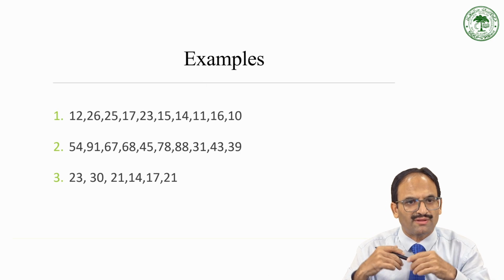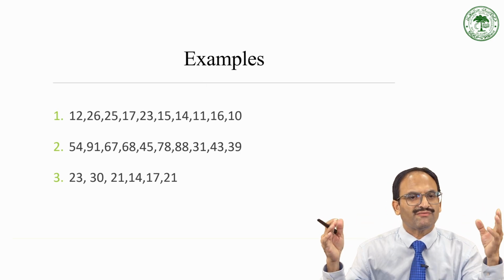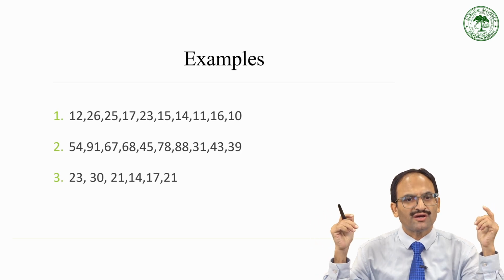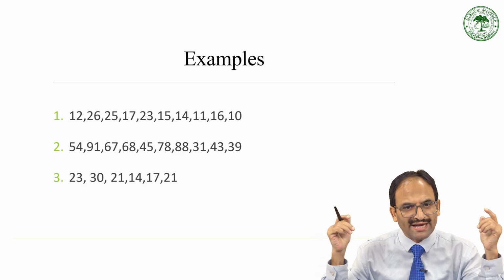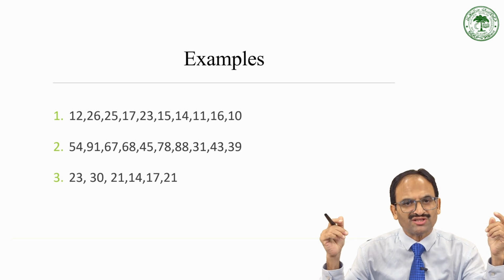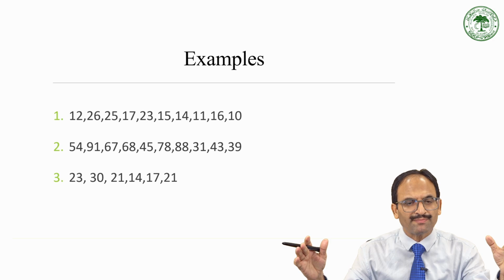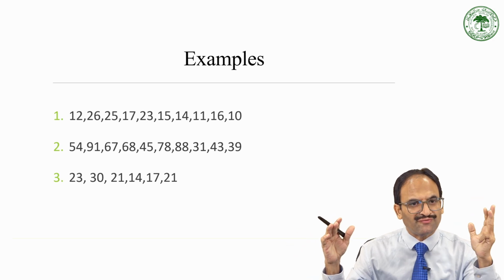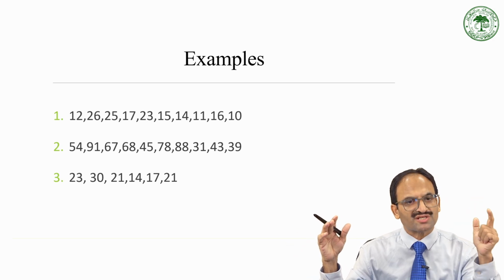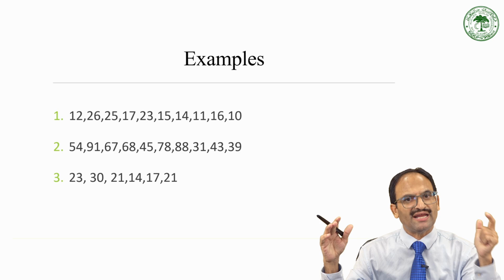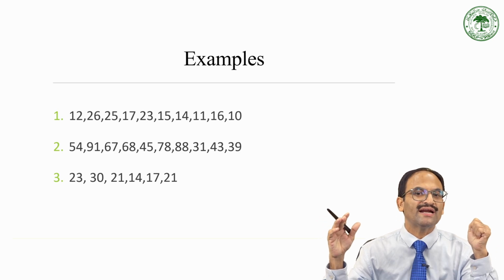the second example, numbers: 54, 91, 67, 68, 45, 78, 88, 31, 43 and 39. So, how many numbers are there? Let me check. 54, 1; 91, 2; 67, 3; 68, 4; 45, 5; 78, 6; 88, 7; 31, 8; 43, 9; and 39, 10.